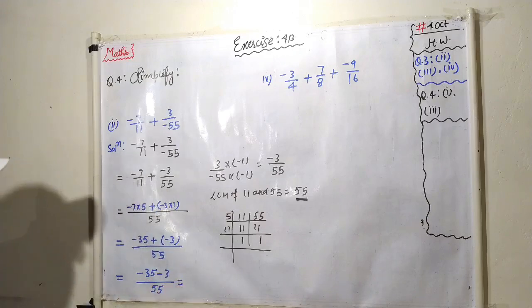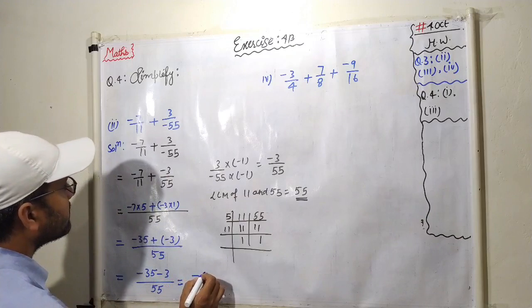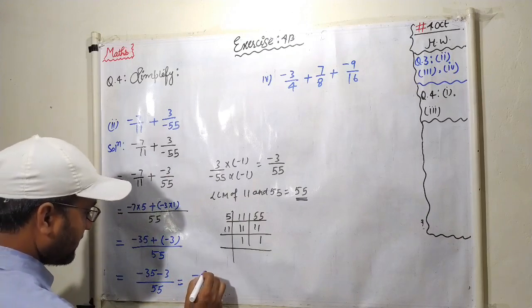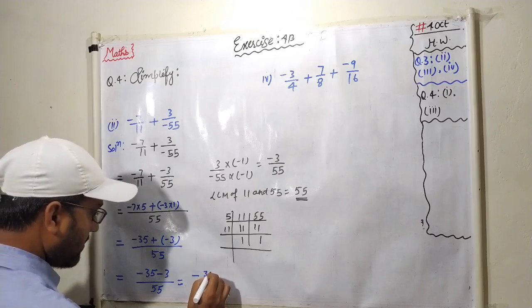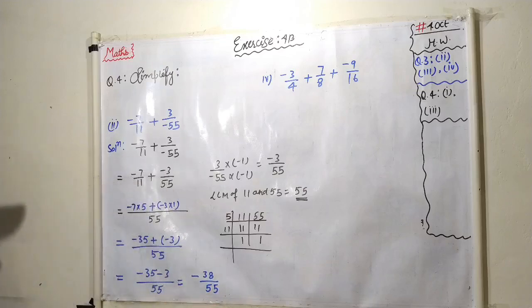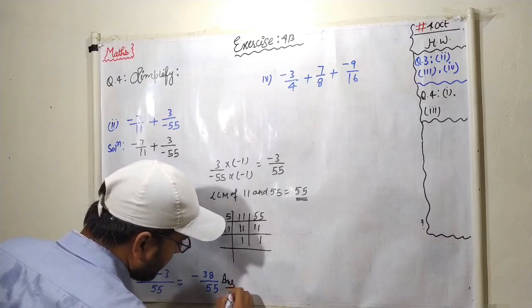Okay, then after you will get this minus 38 upon 55, because both are negative. So add that value and you will get this minus 38 upon 55. Minus 38 upon 55. That is your answer, students.